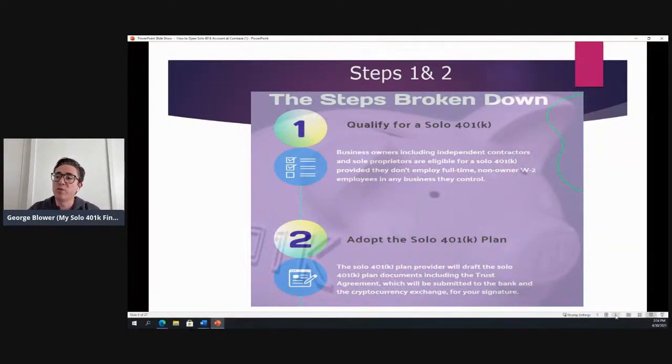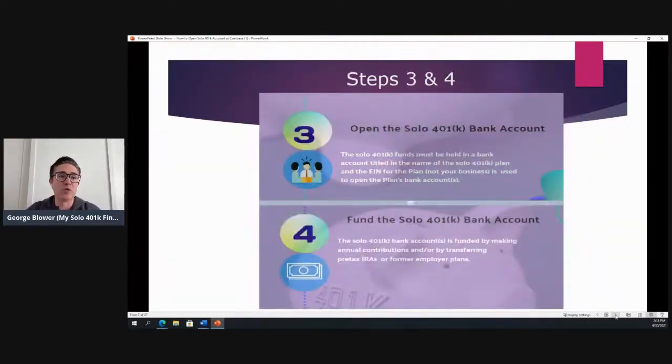Your business would then adopt the solo 401k plan, step 2. Of course, it needs to be a plan like our plan, which allows for investing in alternative investments such as cryptocurrency. And of course, you're going to want to work with a provider like us that has experience helping other clients do the same thing, i.e. invest in cryptocurrency.